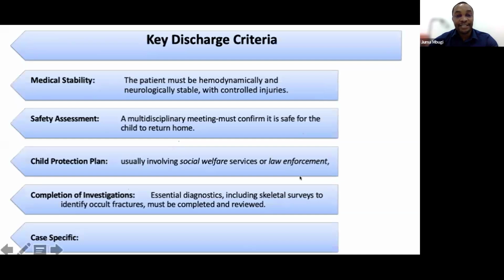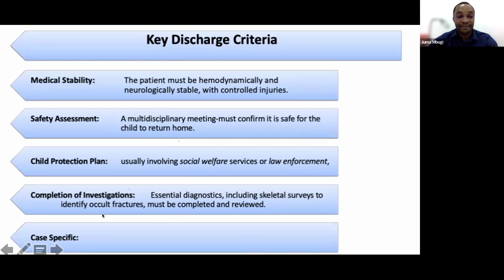And the key discharge criteria here: medical stability, we have seen the hemodynamic status, and safety assessment. So you need to have a multidisciplinary meeting to confirm the safety of the destination, because before the child returns home, we need to make sure the home is safe, and establish a child protection strategy. Usually this is done by the social welfare and maybe the law enforcement as well.